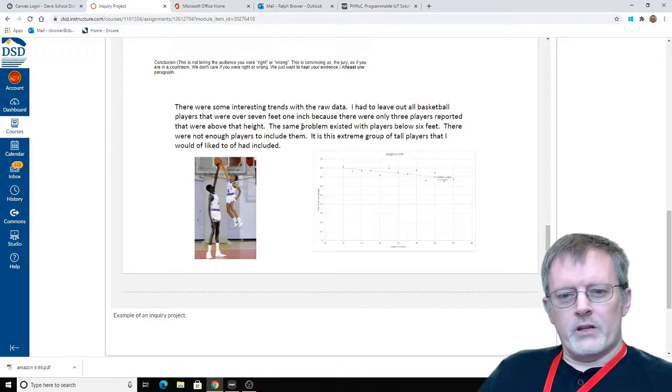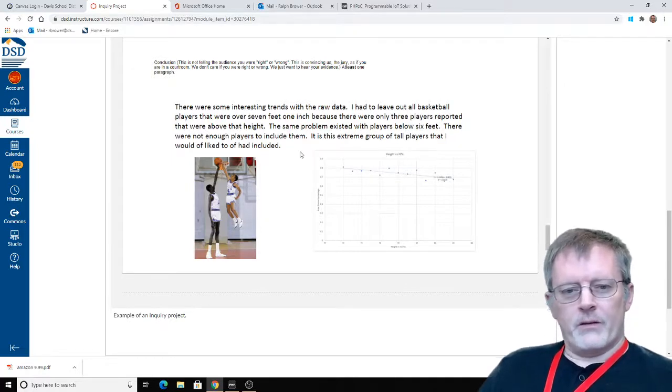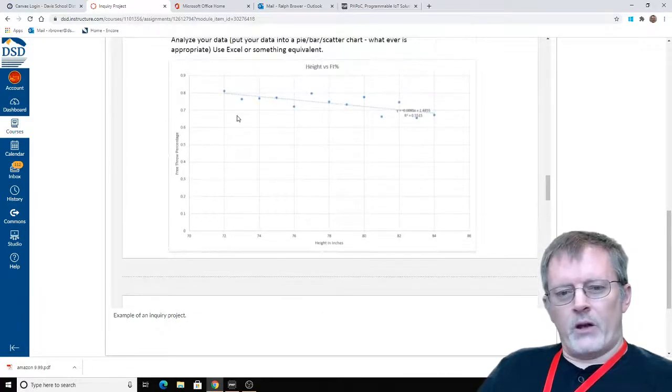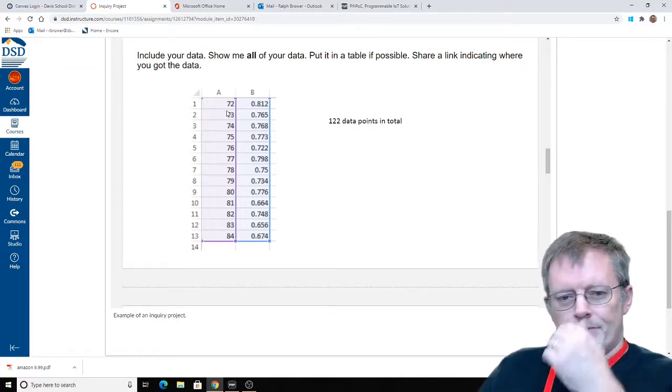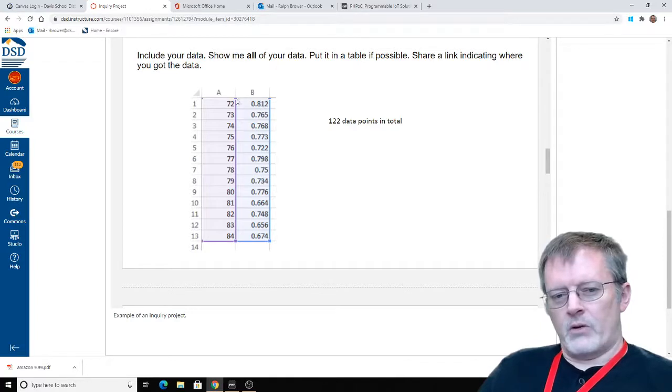And the next one here, there are some interesting trends with the raw data. I had to leave out all basketball players that were over 7 feet 1 inch because there were only 3 players reported that were above that height. And the same problem existed with players below 6 feet. There were not enough players to include them. So each of these dots, and up here I forgot to mention this, I have 122 data points. These are height in inches, and this 72, this average right here represents 7, 8 players. Maybe this is 10, 15 players are average free throw percentage. So this is a lot of players at these different heights that I averaged and got these values.